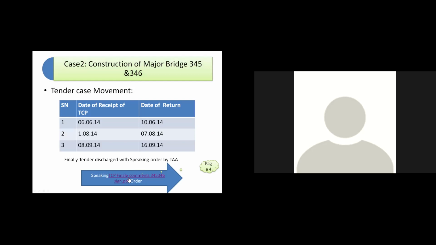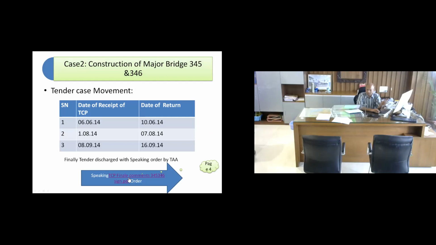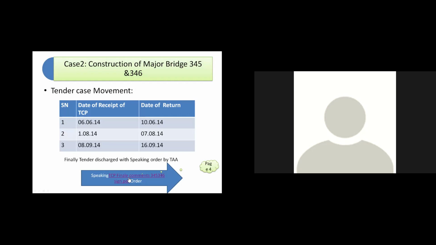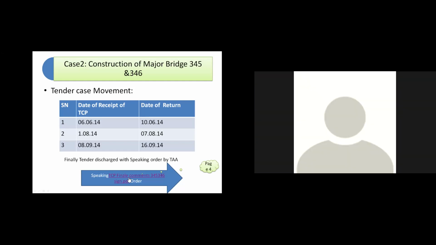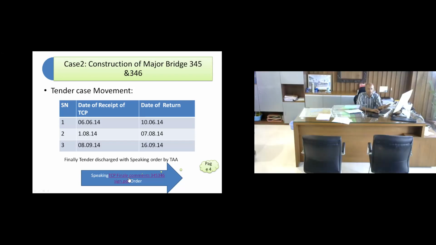I still recall it was a Friday, and I recorded my speaking order and sent the file back. That person probably got the information. Of course he should get it, because the tender is discharged now, but probably he had access to the file also. So he started sending messages to everybody: my CEO, general manager, member engineering, advisor vigilance, ED Vigilance. He sent a message to everyone saying that this man has harassed me because he was asking for money and I did not oblige, so he has discharged my tender.